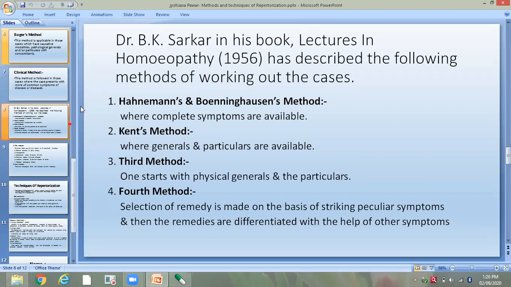Yes? Yes? According to Boenninghausen, what is that symptom? He named that symptom as, yes, Priyanka? Yes? Name that symptom as? Yes, Rani? So the singular, QRS, yes?